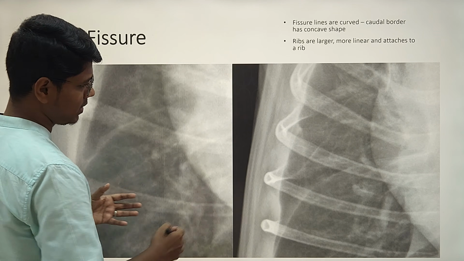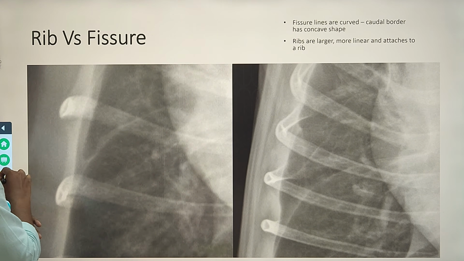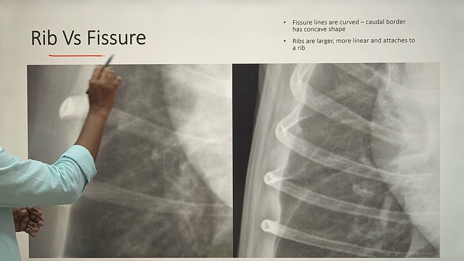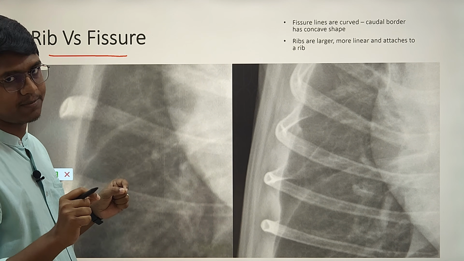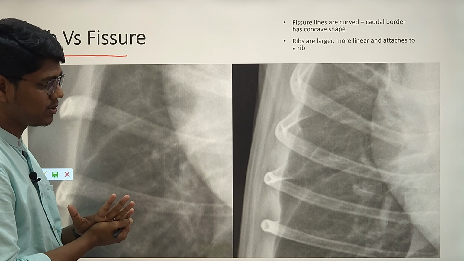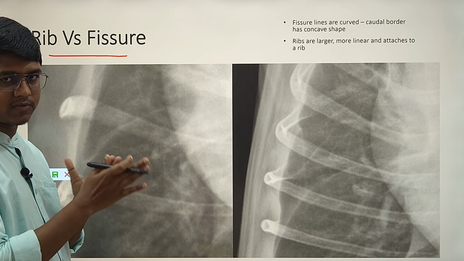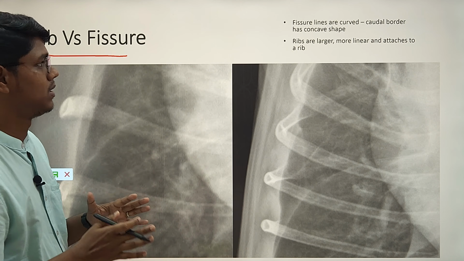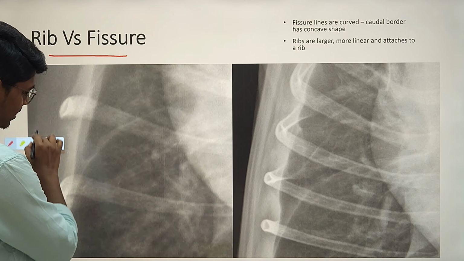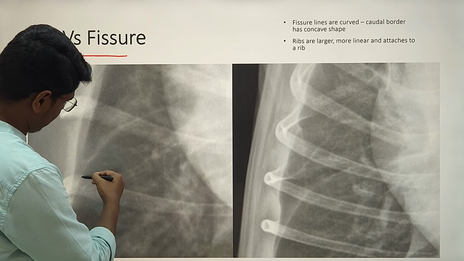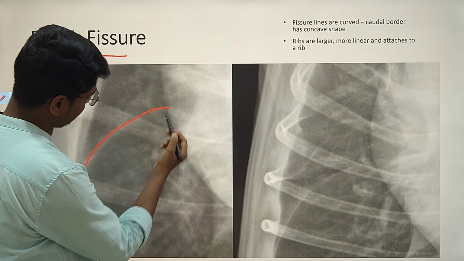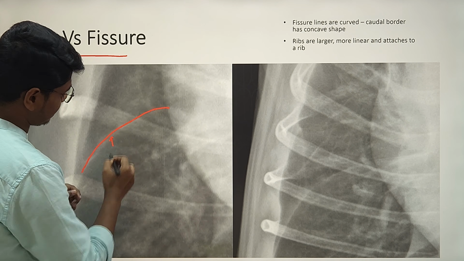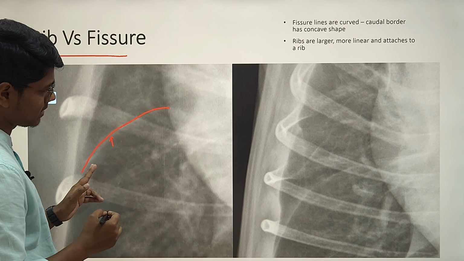Okay, let us see some radiographs so that you can identify. First I told you that fissures may be visible and may get confused with the ribs. So you have to identify which one is the fissure line and which one is the rib. Basically the fissure lines are usually curving. Okay, you see this is a fissure line. You can see it is more curving. The concave side, the caudal one, will have a concave side.